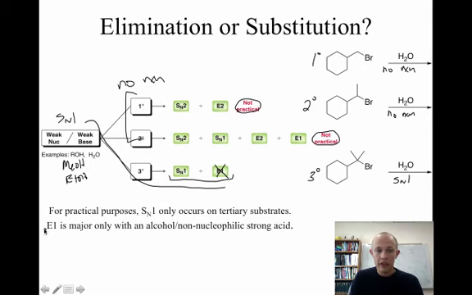The only time that you're going to see E1 as a major pathway is when you have an alcohol and a non-nucleophilic strong acid. So H2SO4, for example, or H3PO4.